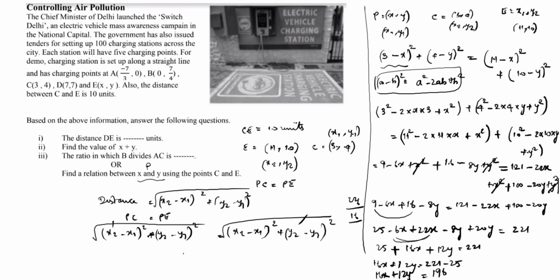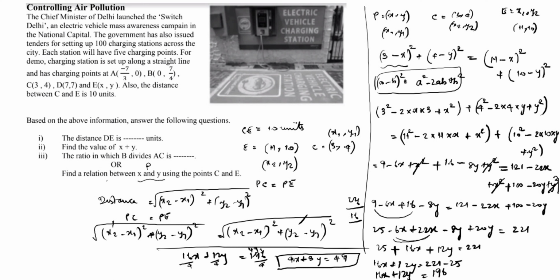16x plus 12y equal to 196. Divide by 4 table. 4 fours are 16, 3 fours are 12, and 4 fours are 16, 9 fours are 36, so 49. So 4x plus 3y is equal to 49. The answer is 4x plus 3y is equal to 49. This is the answer. Thanks for watching this video.